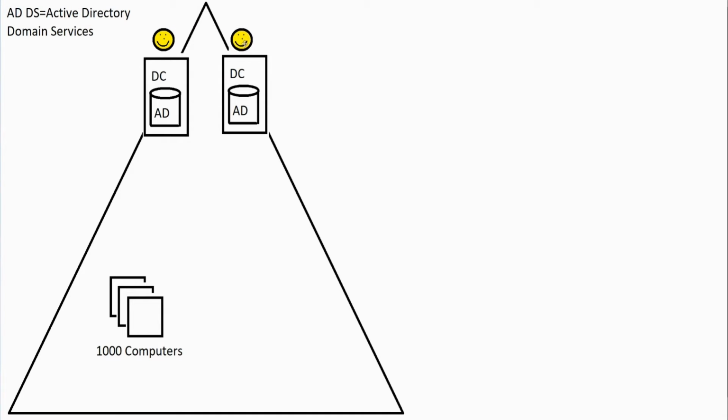So if I create a user account on that first one, well, replication is going to occur between both of them. And so this little arrow I'm going to make here is going to represent replication. So domain controllers replicate. That means that this user could log on to any one of these thousands of machines, and it's going to authenticate with the domain controller.